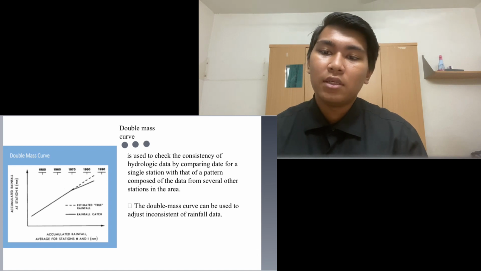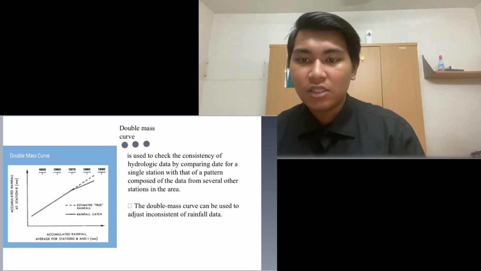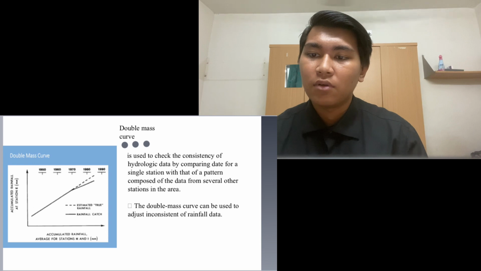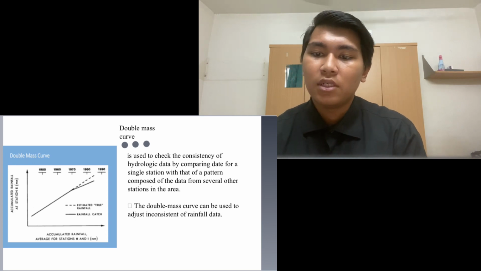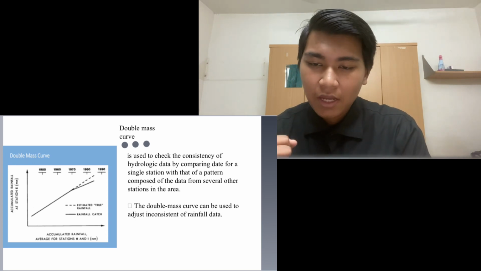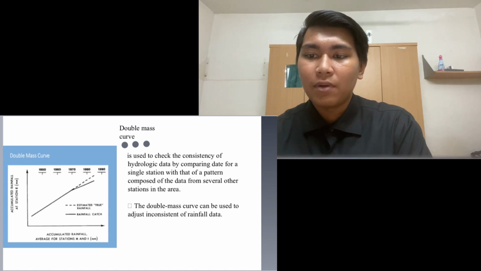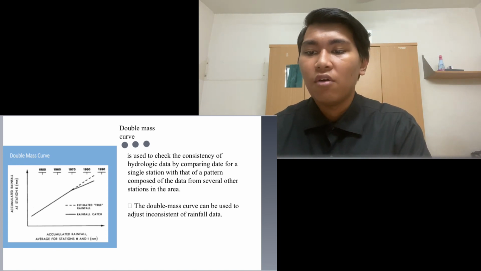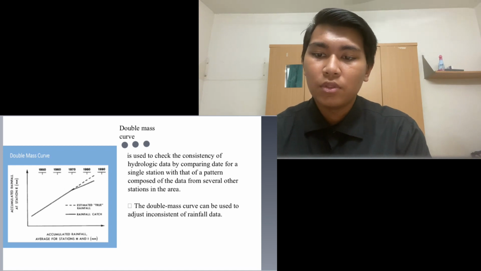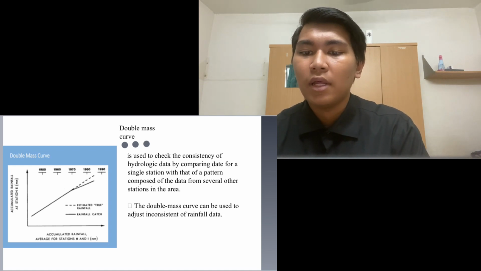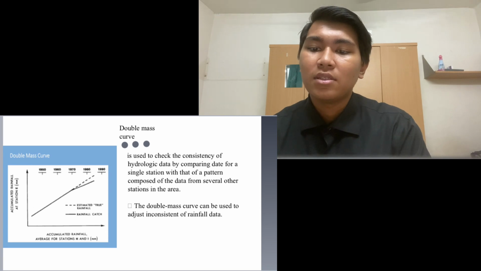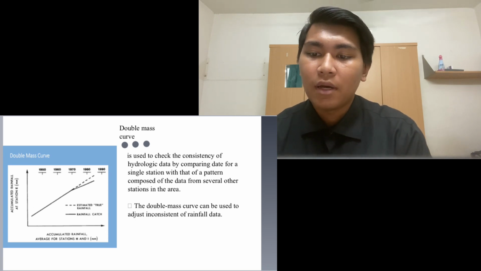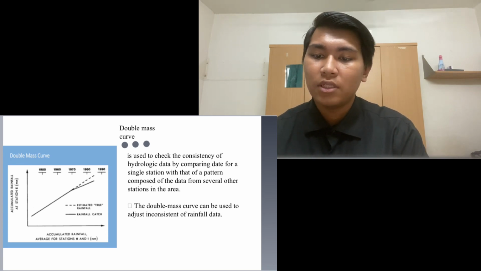So the last one is the double mass curve. It is used to check the consistency of hydrologic data by comparing the data for a single station with that of a pattern composed of the data for several other stations in the area. The double mass curve can be used to adjust inconsistent rainfall data.